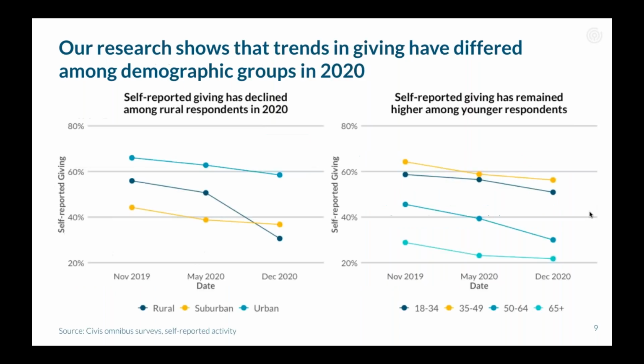With that background in mind, over the last year, Civis has run national polling on charitable giving as well, which allows us to look at how trends may have shifted among different demographic groups. For example, we see that those living in rural areas in particular have been self-reporting lower levels of giving as we move through 2020, while younger respondents have maintained their level of giving over the past year.